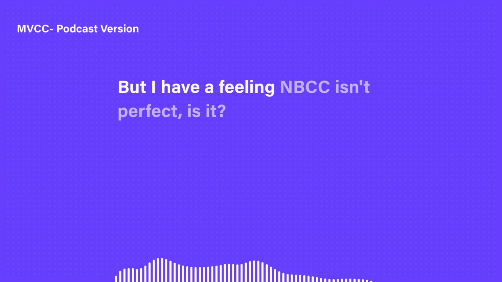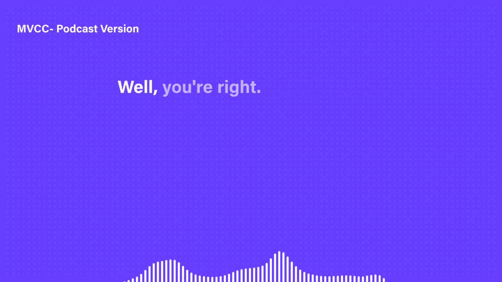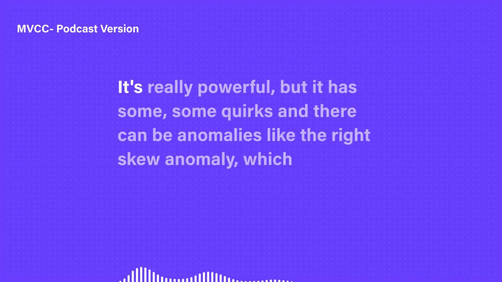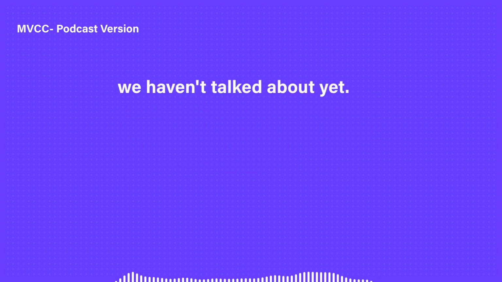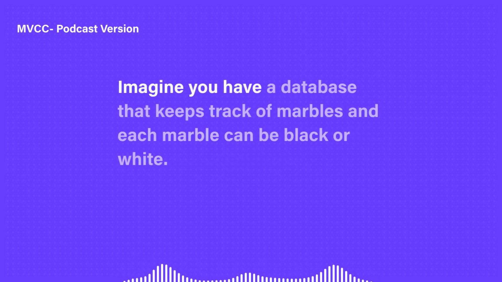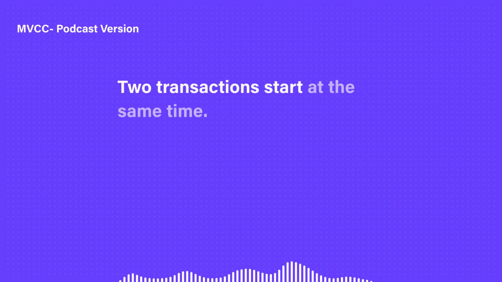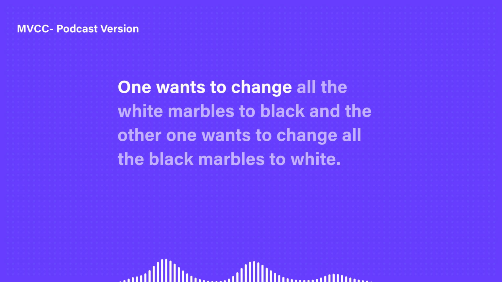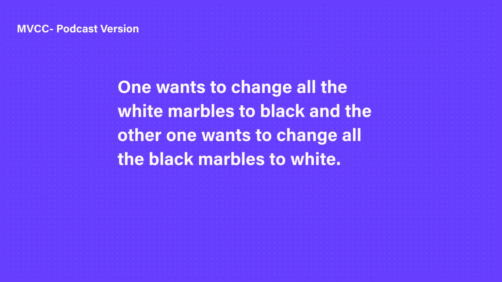But I have a feeling MVCC isn't perfect, is it? Well, you're right. It's not a silver bullet. It's really powerful, but it has some quirks, and there can be anomalies, like the write skew anomaly, which we haven't talked about yet. Anomalies. Okay, now I'm definitely intrigued. Tell me more. Imagine you have a database that keeps track of marbles, and each marble can be black or white. Two transactions start at the same time. One wants to change all the white marbles to black, and the other one wants to change all the black marbles to white.